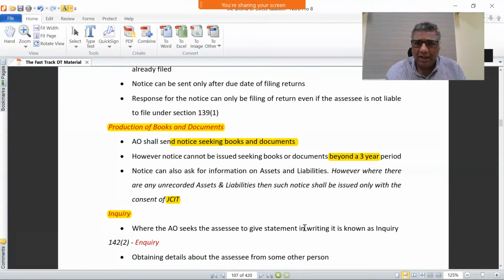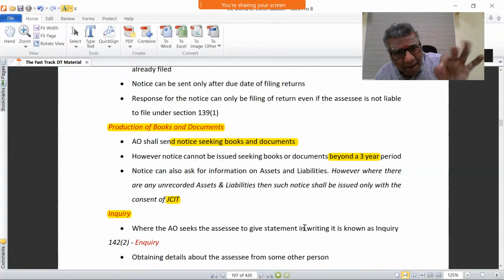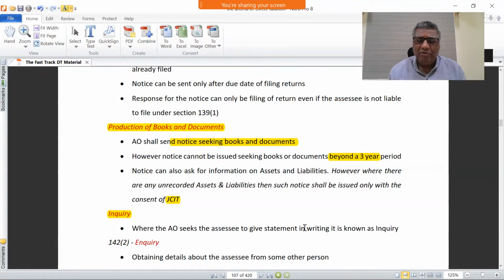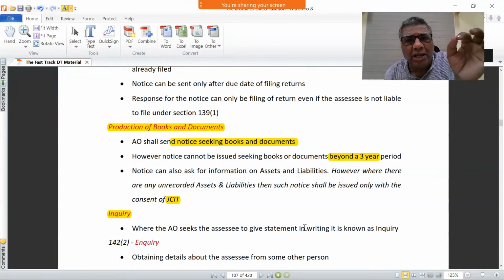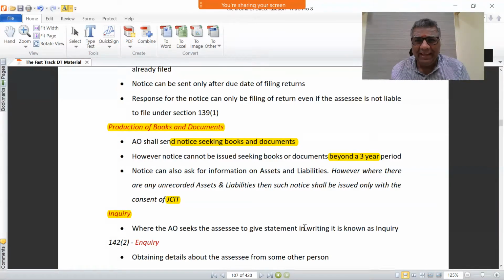Fine. 3 internal processes, that is asking the assessee about the assessee: file your returns, produce books of accounts and documents, and give everything in writing. Asking about the assessee to an external person is popularly known as inquiry. English language itself says inquiry internal, inquiry external.